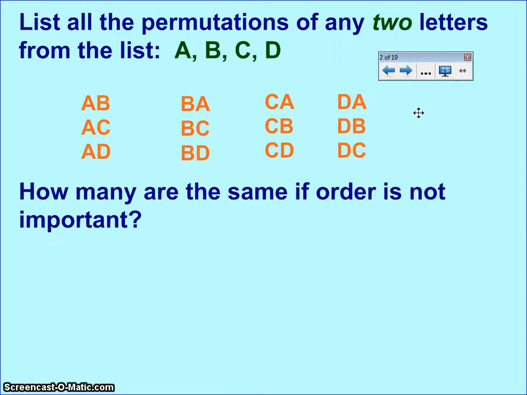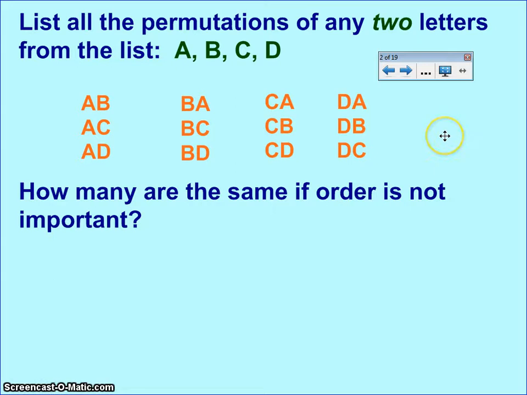Okay, there should be 12 of them. The way I made my table was I locked in the first letter and altered the second each time. So you get AB, AC, AD, then BA, BC, BD. Now, all those letter combinations in orange here are permutations, and each one is unique, and we still count those as permutations.